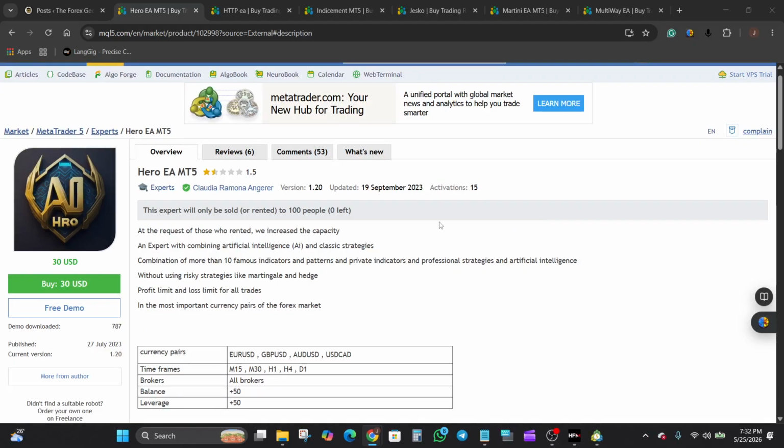Alright, on my screen right now, I'm looking at the Hero EA listing inside the MetaTrader Market. This is version 1.2, last updated on the 19th of September 2023, and it is priced at 30 US dollars. I can also see it has a limited license cap, meaning only 100 users can get access according to what we have here. And it looks like the remaining slots are already fully taken.